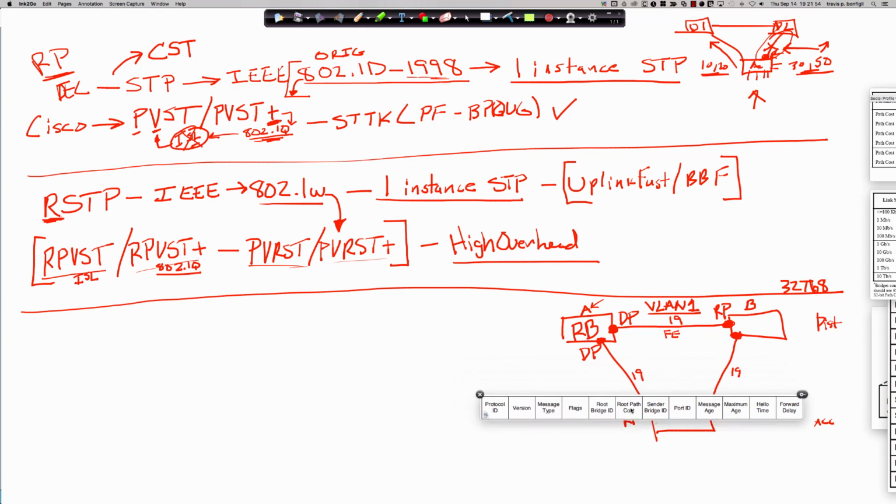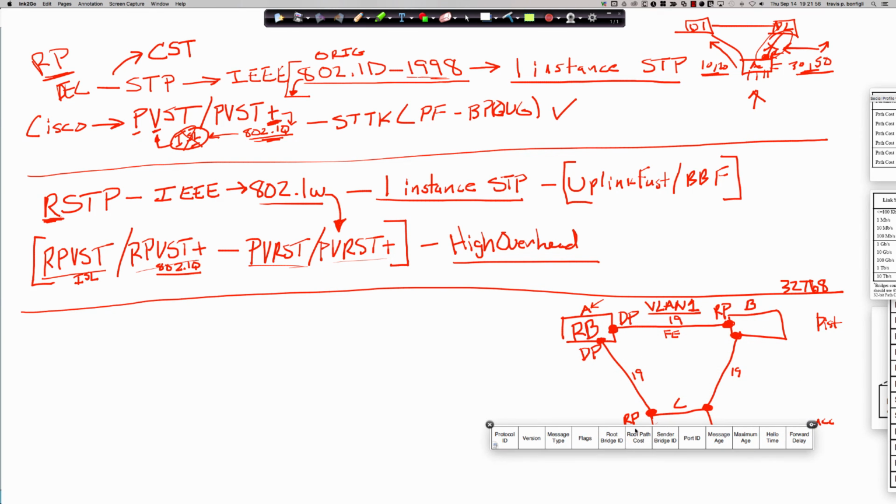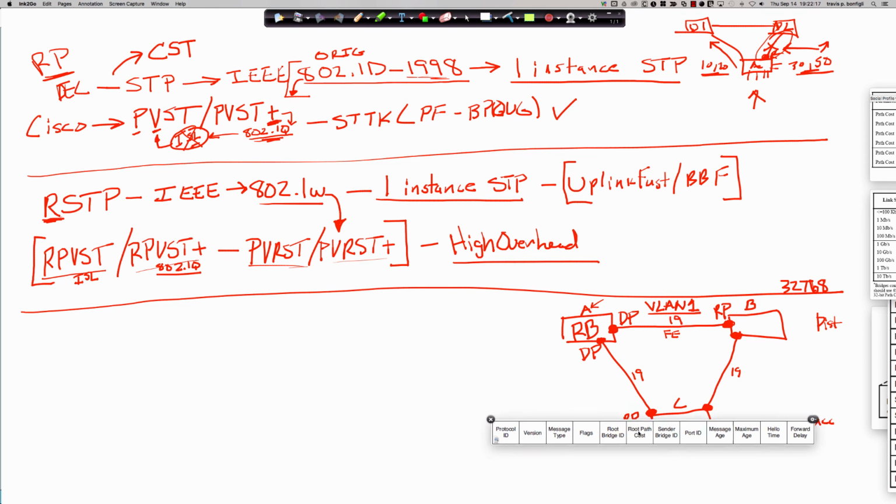So C gets it, and C looks in here, and again, we're saying that C already knows that, hey, A is the root bridge. He sees the root path cost, and if A is the root bridge, what is his cost to get to the root bridge for A? He is the root bridge. Yeah, his cost is 0 because he's the root bridge. And when we say show spanning-tree root, you'll actually see that. So the root path cost is 0.